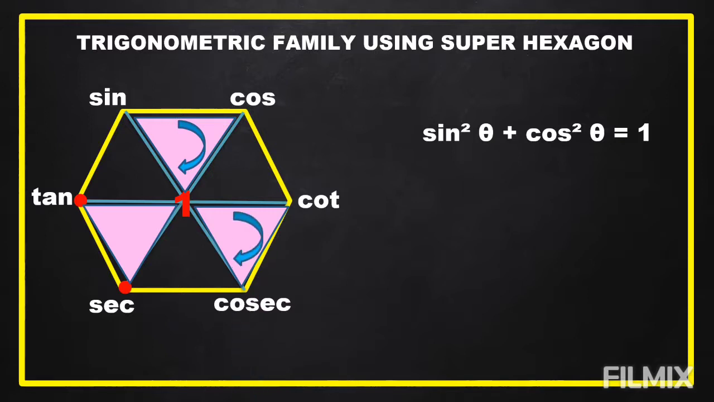Okay, try the second arrow. What does it mean? It means that 1 plus cotangent squared theta is equal to cosecant squared theta. How about this third arrow?